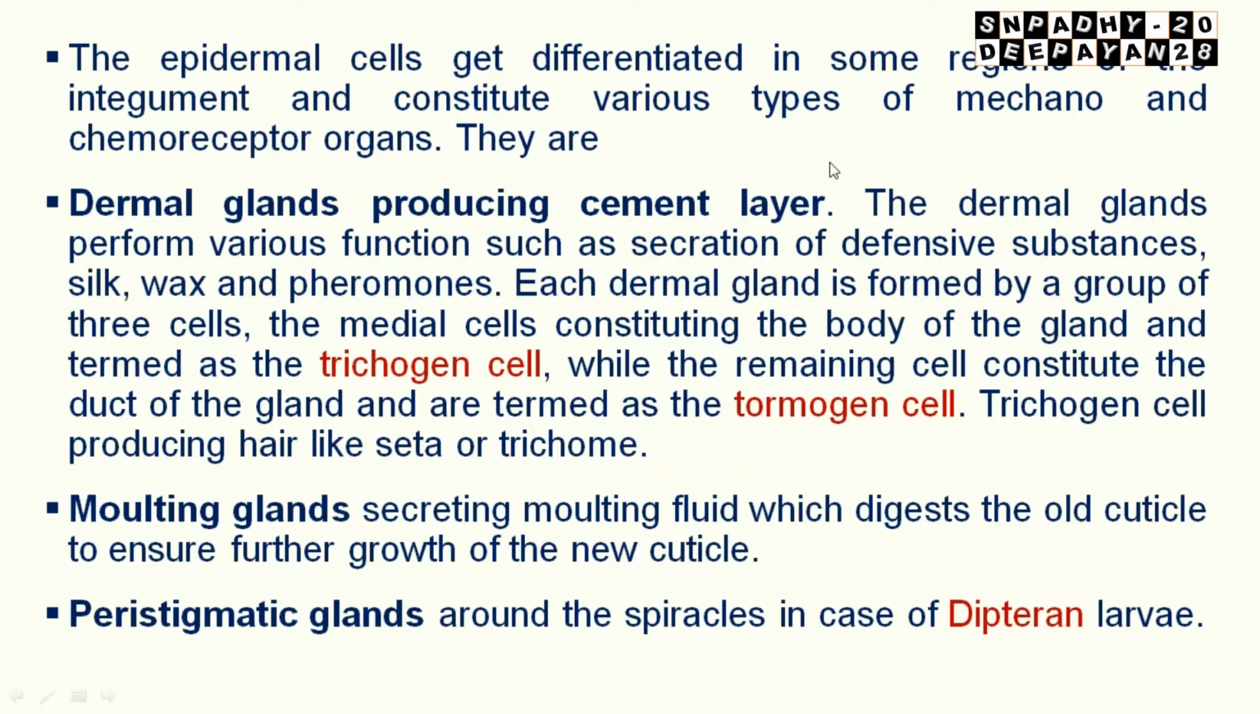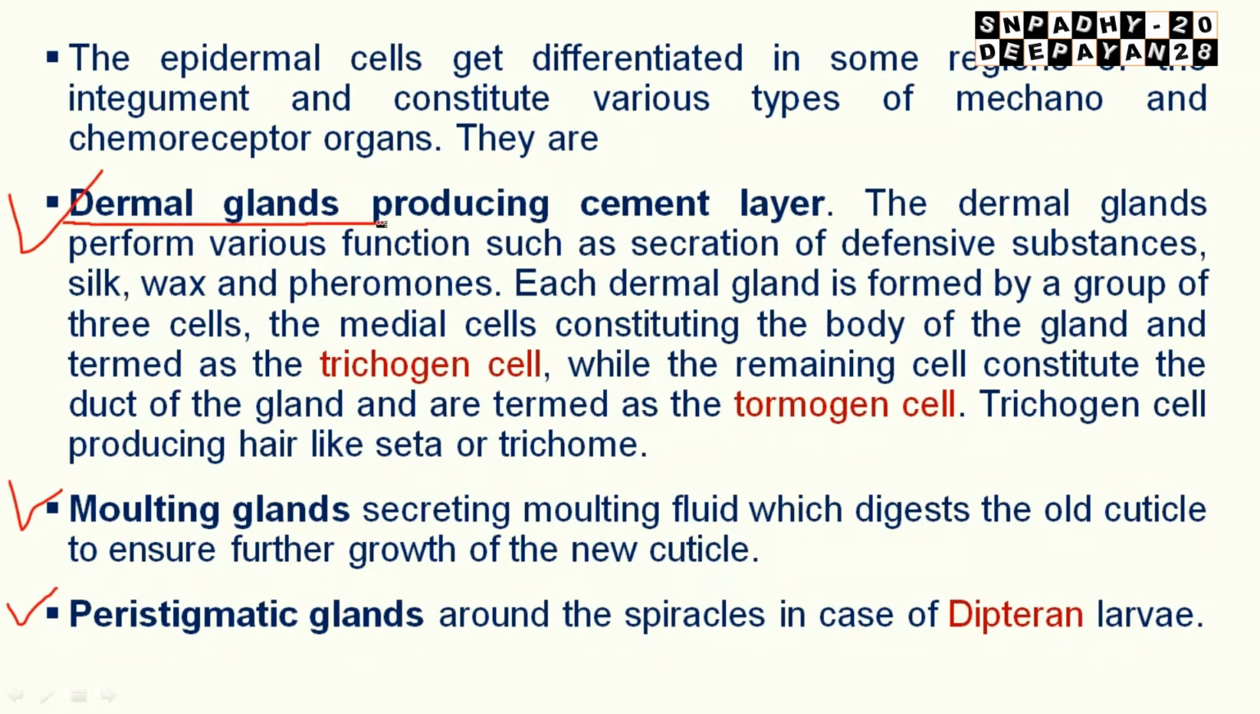These epidermal cells are differentiated or modified to constitute some kind of mechanoreceptor and chemoreceptor organs, or to make them active, or some kind of functions for different purposes. For that, these epidermal cells will modify into different kinds of glands constituting some cells. So now we will study those three glands. Those are dermal glands, molting glands and peristigmatic glands. One by one we will complete.